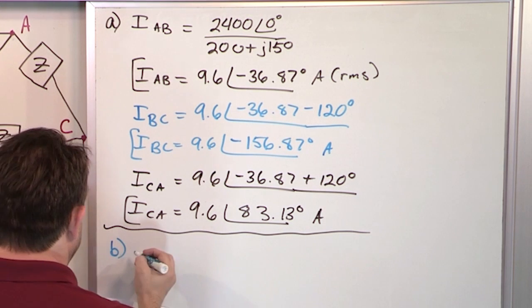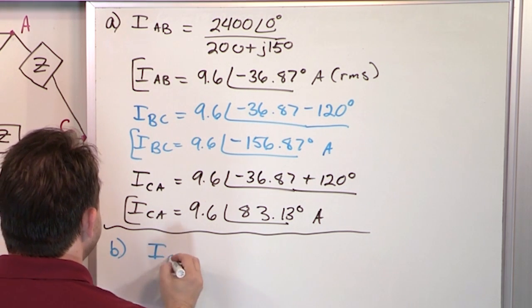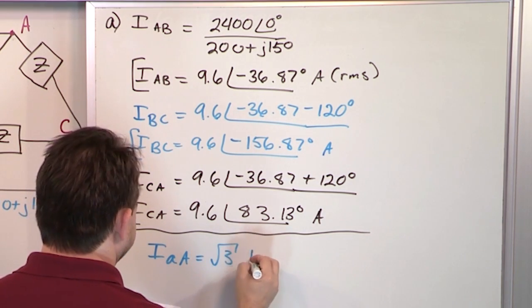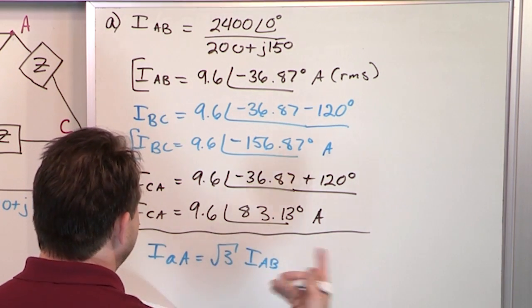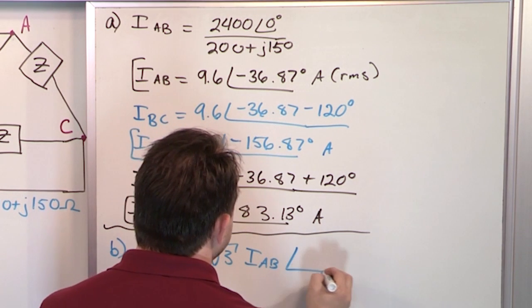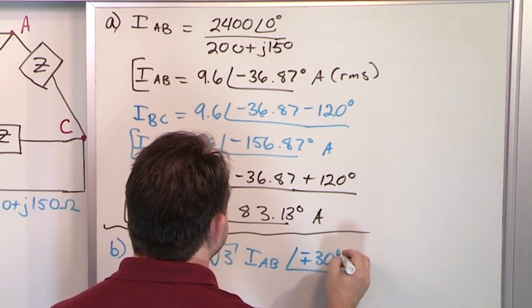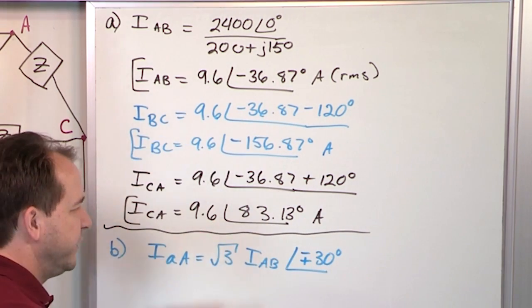Basically, for part B, we're going to shift, and we're going to say that IAA, which is a line current, is equal to square root of 3 times the phase current, IAB, and I'm verbalizing it out loud because it's kind of how I want you to remember it, with a phase shift of, this is the only hard part to remember, it's either minus plus 30 degrees, with the minus sign on top, the plus sign on the bottom.